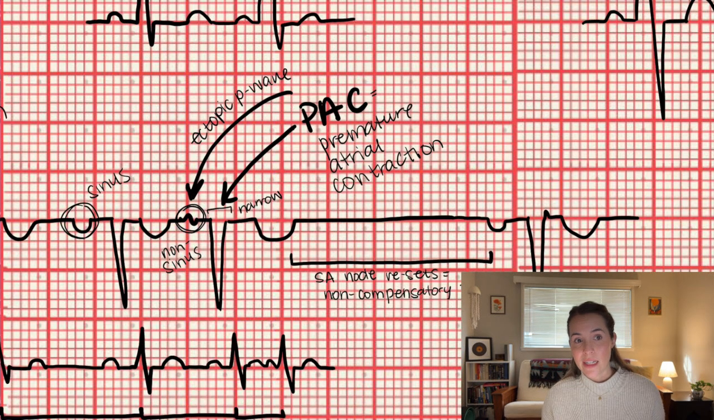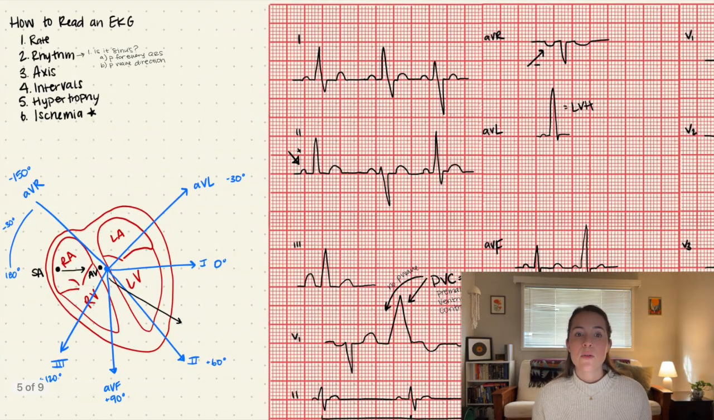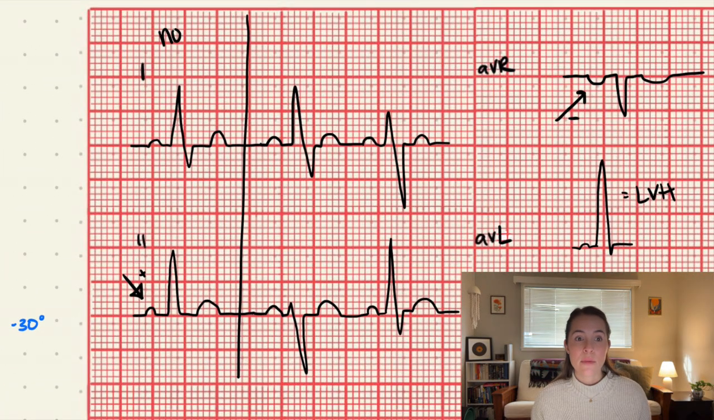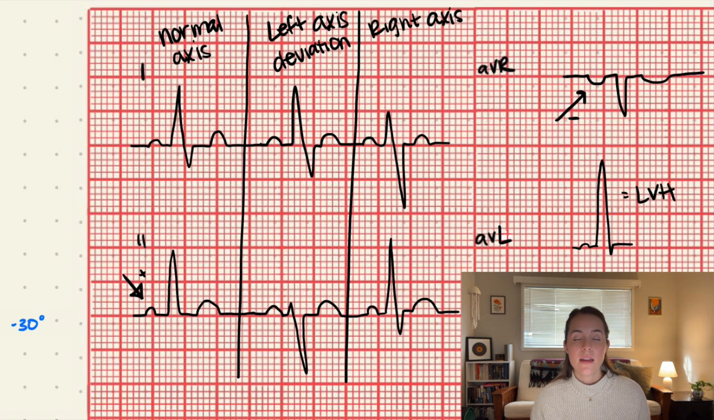The next thing I'll do is look at axis. And as you can see, a normal axis should be positive in 1 and 2. If it's negative in 2, that reveals a left axis deviation. If it's negative in 1, that reveals a right axis deviation.